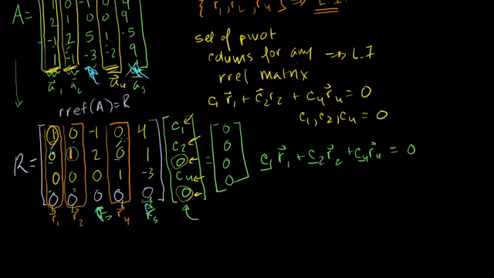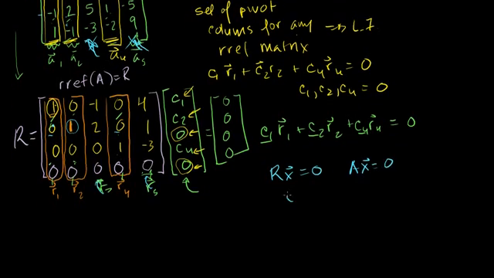Now, the one thing that we've done over and over again, we know that the solution set of Rx is equal to 0 is the same as the solution set of Ax is equal to 0. Now, how do we know that? Or what do I mean? Well, the solution set of this is just the null space of R. It's all of the x that satisfy this equation.